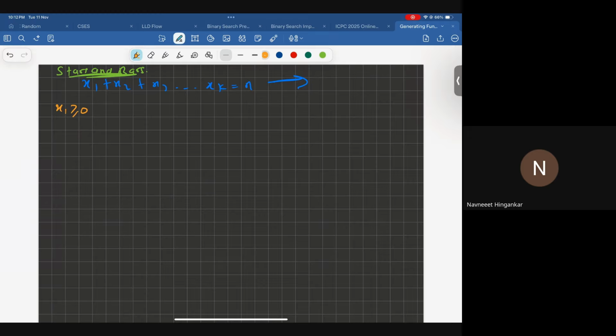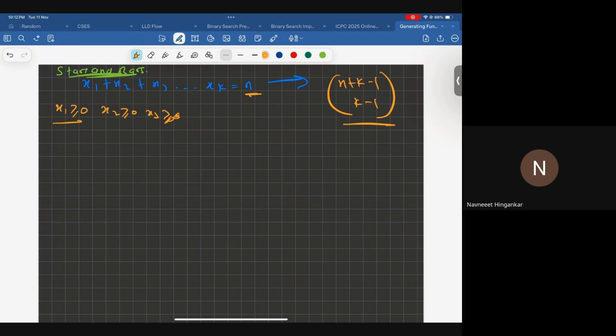x2 greater than equal to 0, x3 greater than equal to 0, and so on. But you know the stars and bars solution for this, which is n plus k minus 1 C k minus 1, right? I guess everyone remembers this formula, and if you don't, you should remember this. This is a very useful formula.